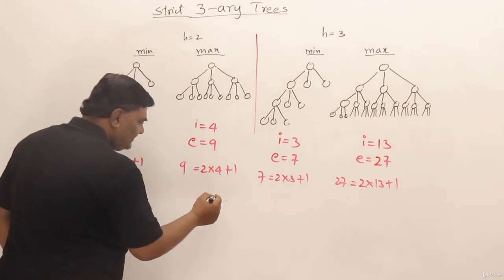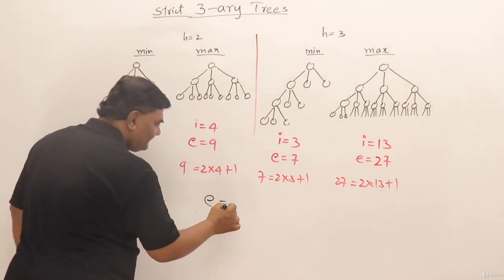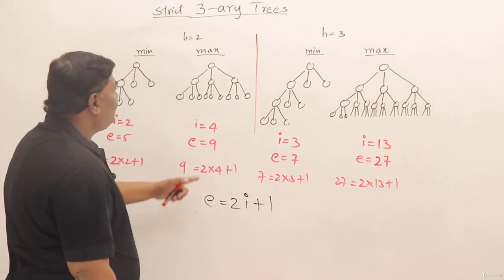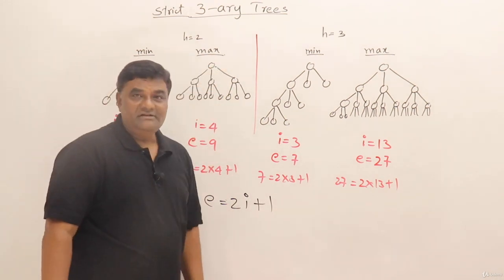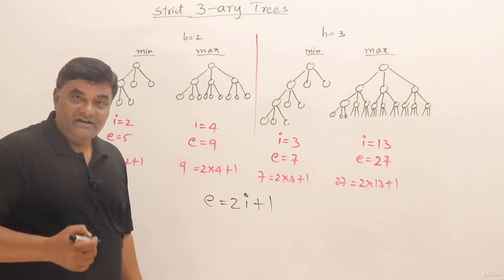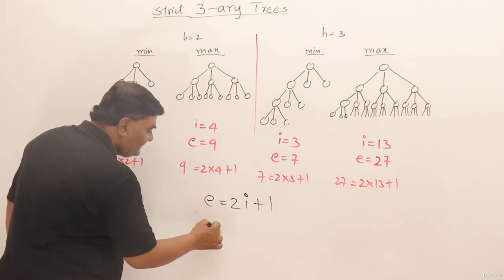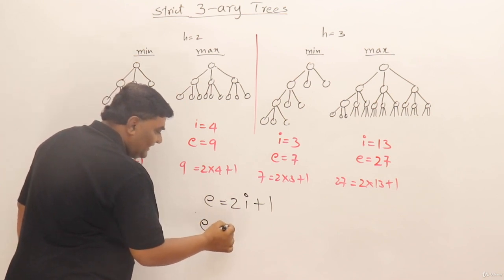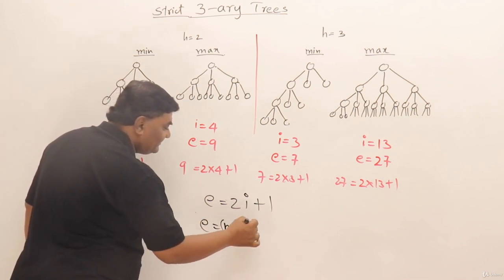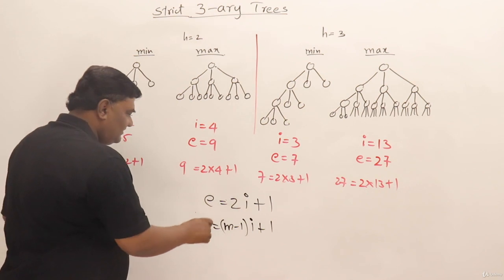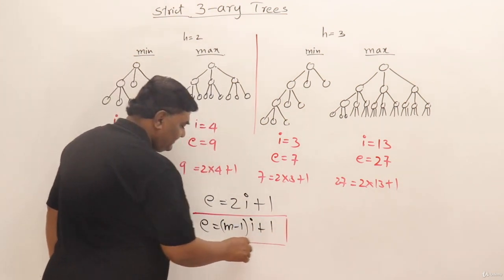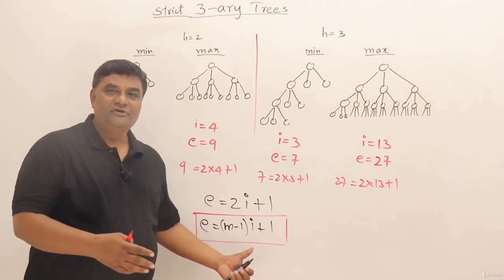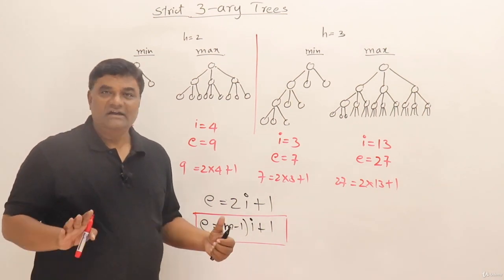So it means external nodes are equal to 2 into number of internal nodes plus 1 for a strict 3-array tree. Then for strict m-array tree, E is equals to, see this was 3, so I got a 2. So for m, it will be m minus 1 into I plus 1. Yes, this formula is for internal nodes versus external nodes. This is for any strict m-array tree.